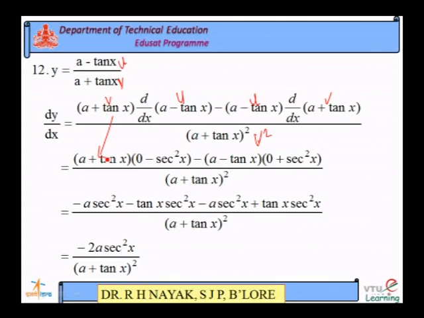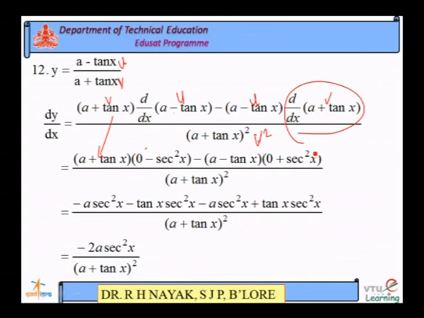a is constant whose differentiation is 0, minus the differentiation of tan x, which is secant square x. Minus, keep this as it is, minus of (a minus tan x) is taken as it is, d by dx of (a plus tan x). Differentiation of a plus tan x: a differentiates to 0, tan x to secant square x, divided by (a plus tan x) whole square. We have to keep v square as it is.